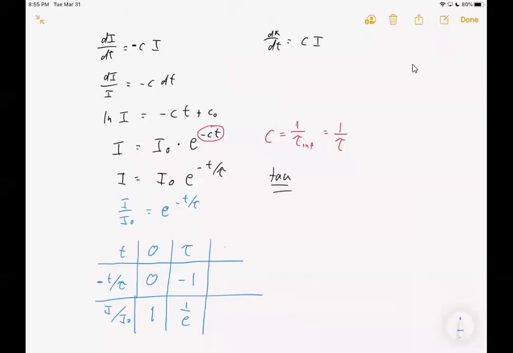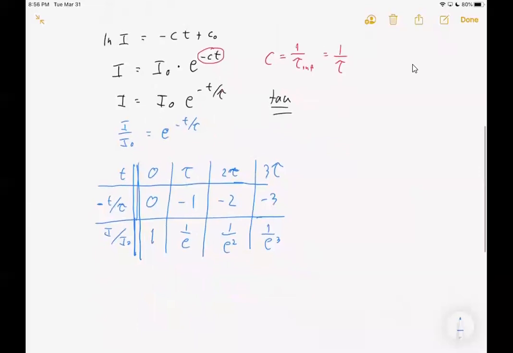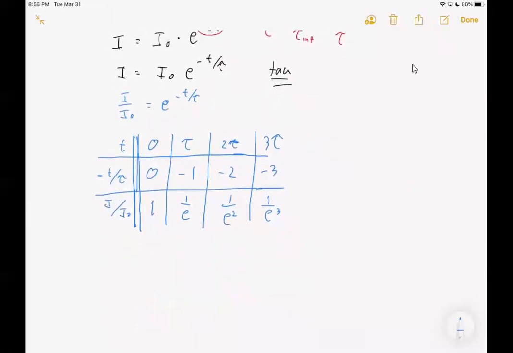When t is equal to 2 tau, then this is negative 2. And we've dropped off the amount that we have left in the infected pool by 1 over e squared. And if we keep going, when we get to 3 tau, this is negative 3, and we've dropped off by 1 over e cubed. So when you were working with exponential decay in the past, you probably looked at half-life.